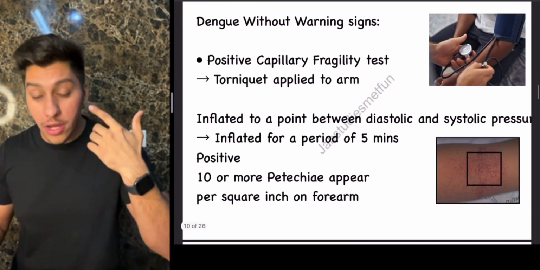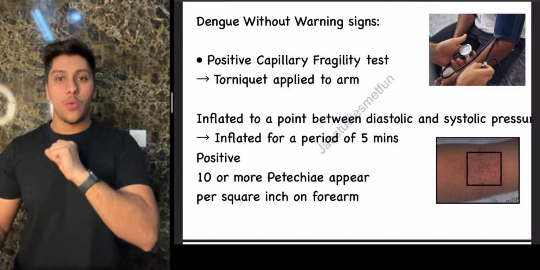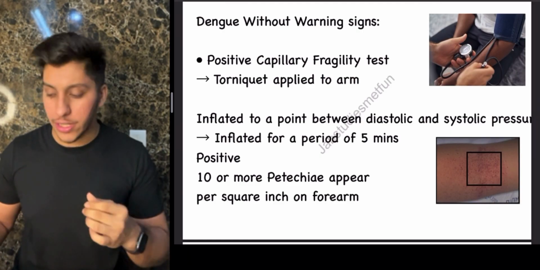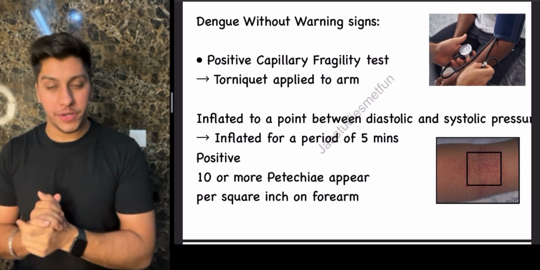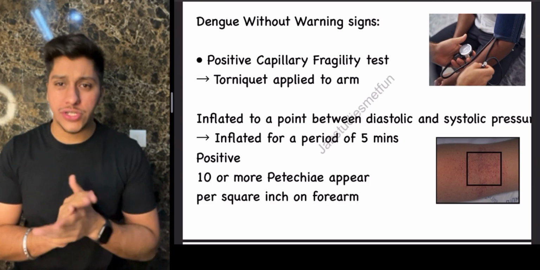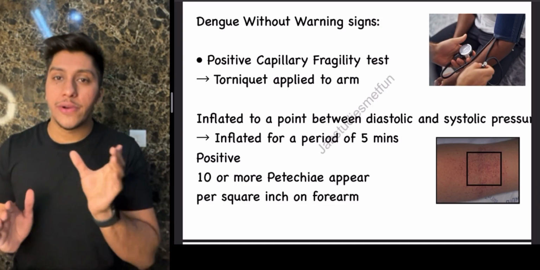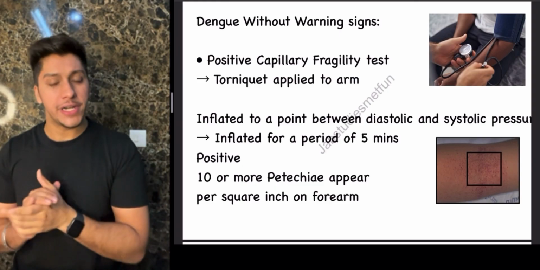Let's talk about a further test you can do, which is a positive capillary fragility test. What you're going to do is, like how you usually check blood pressure using a sphygmomanometer, you're going to check the pressure. For example, if you check a normal blood pressure of a random person, you find it is 120 over 80. Now, in this 120 over 80, 120 is systolic, 80 is diastolic.